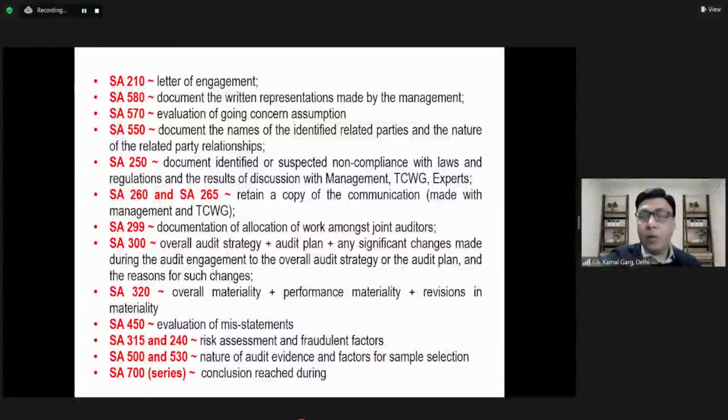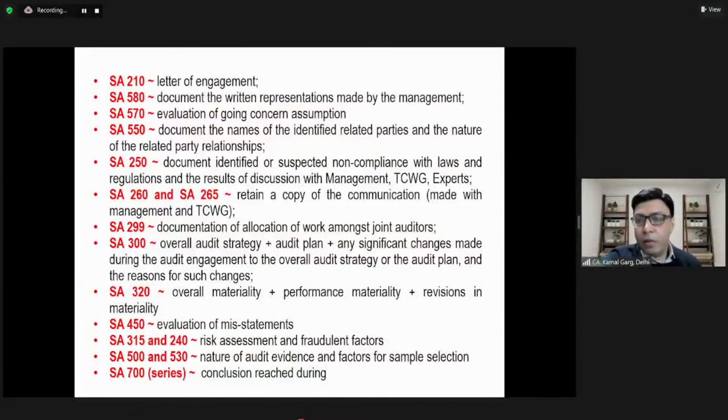SA 550, now your client may be having certain transactions with related parties, like director's remuneration, managerial remuneration, purchase of goods from subsidiary company, sale of goods to associate company. Whatever these RPTs are there, they need to be identified and documented. For this purpose, we have SA number 550. Then is SA number 250.